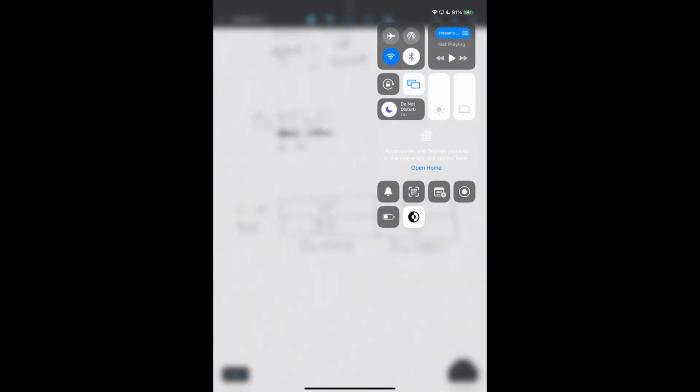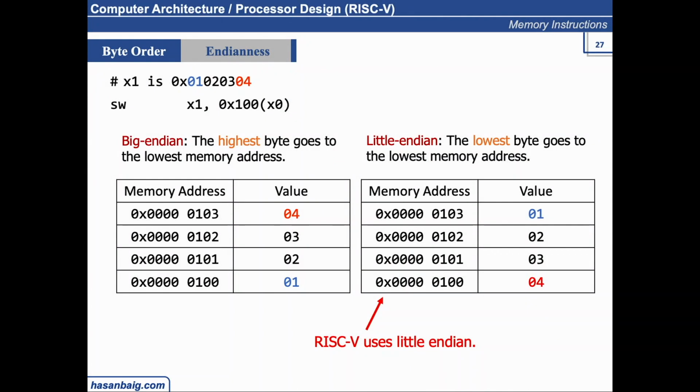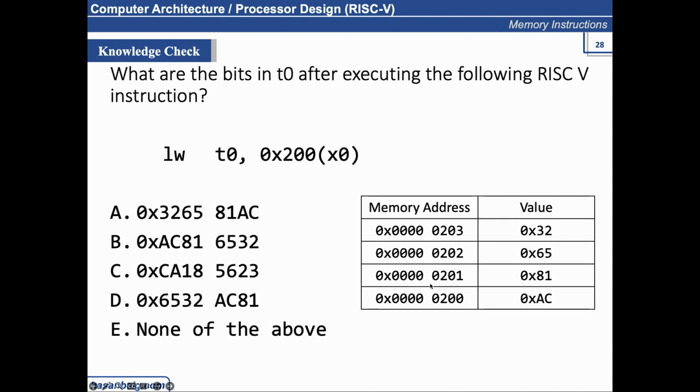Okay, let's go back. So let's do a quick knowledge check here. What are the bits in T0 after executing the following RISC-V instruction? First of all, understand what LW does. LW is loading a word from memory into a register, and the register here is T0. So what will be the contents of T0?